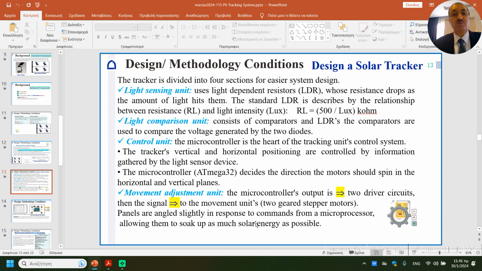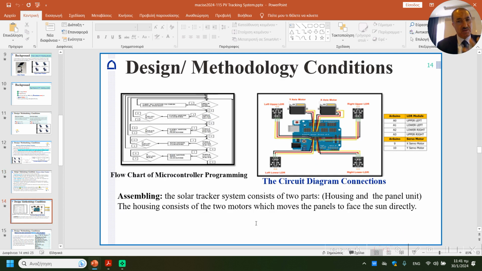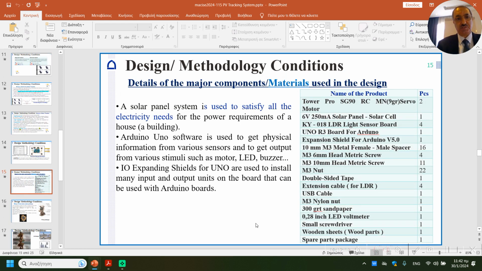For example, the light sensor uses the light dependent resistor, which is LDR, whose resistance depends on the intensity of the light. And the light unit consists of a kind of converter and LDRs. The control unit is a controller or microcontroller that is the heart of the tracking system. The controller is vertical and horizontal. And then we have the movement adjustment units. These are the more complicated things if you want to go into more technical issues about the parts and how they work, the logic between them, how it's programmed, and how we assemble all of these.